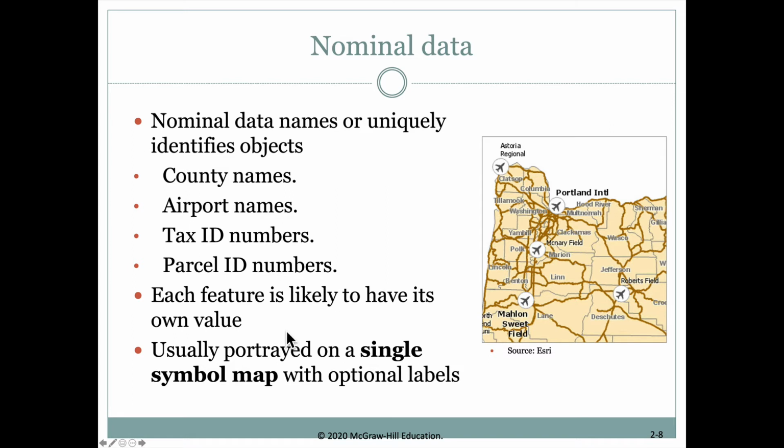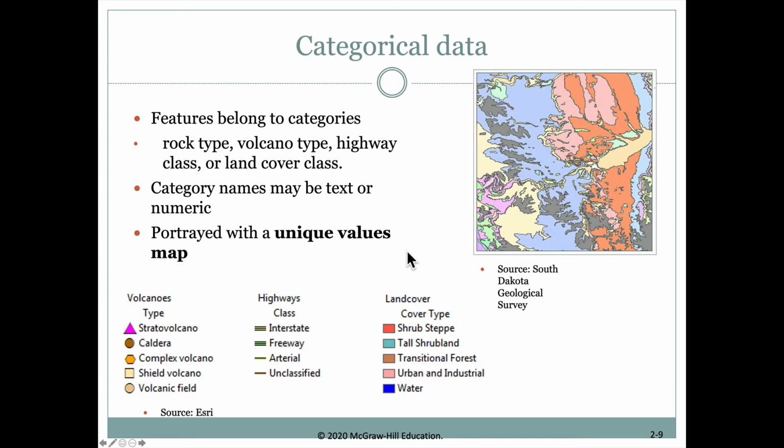So each feature is likely to have its own value, like the names of each of these counties here. And this can usually be portrayed with a symbol on the map, such as the outlines of the counties or the circles with the airplanes for the airports. So any sort of categorical data is going to be mapping features, and it's going to have a unique value on the map. So this could be types of volcanoes, or highways, or as is shown here, different types of land covers. Each one of these land covers is represented by a different color. Each land cover is given a name, like urban and industrial, and where the urban and industrial is indicated by that same color on the map.